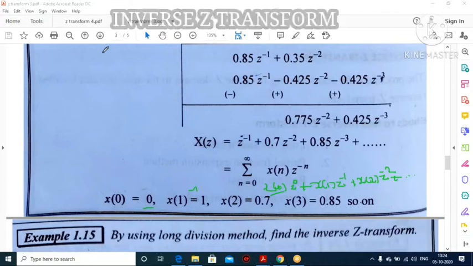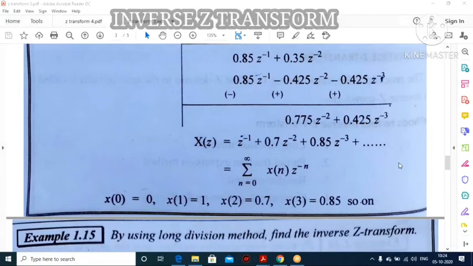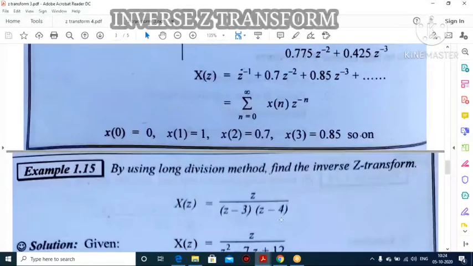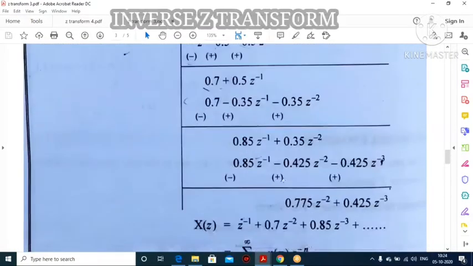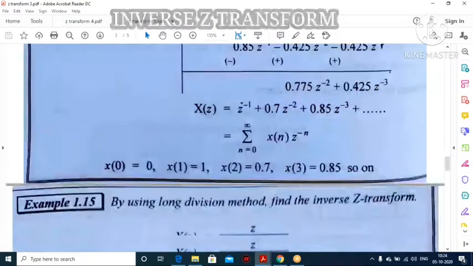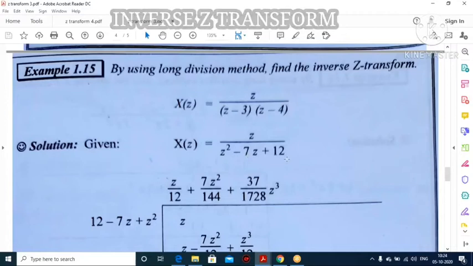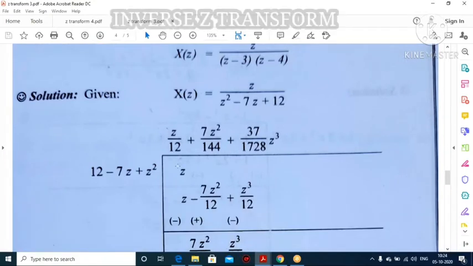Okay, let's move on to the second problem. See the same problem. Just look at this equation: X of z equals z by z minus 3 into z minus 4. In the previous problem it was z plus 0.2 divided by z plus 0.5 into z minus 0.1. Here the same procedure only. I multiply these two terms and get z square minus 7z plus 12. Numerator is z, denominator is z square minus 7z plus 12.